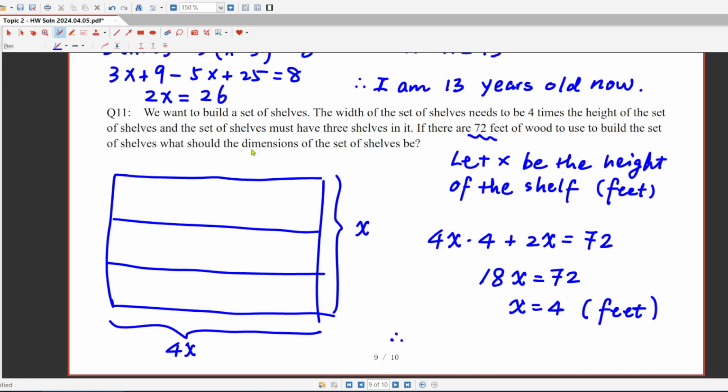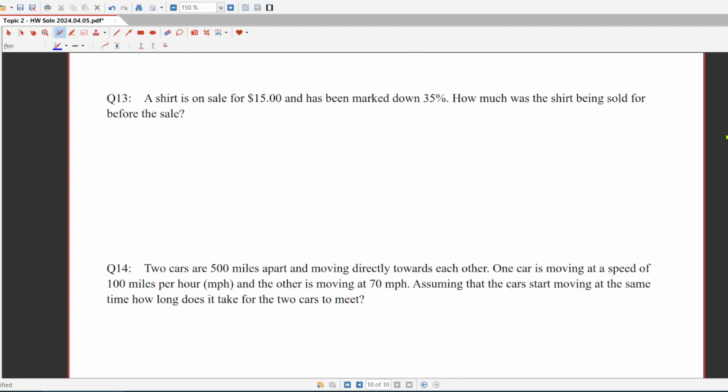Therefore, you can conclude the height is 4 feet, and width is 4x. 4x is 16 feet, right? Any questions? All right, if not, let's have a look at the last one.